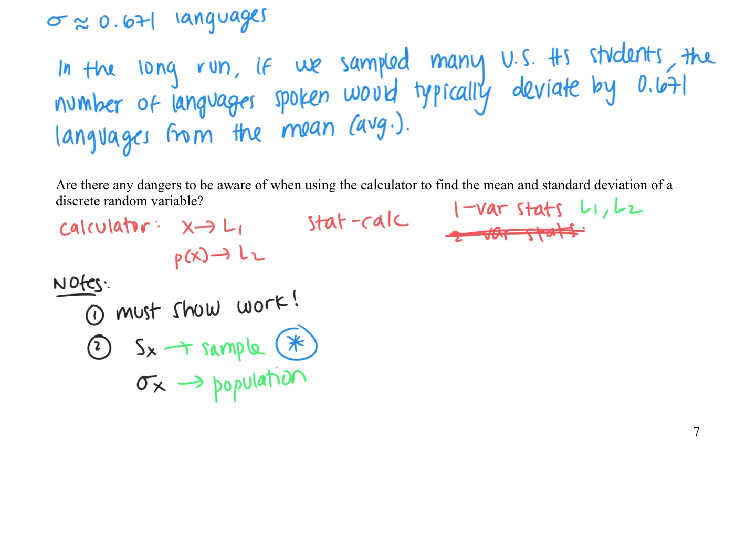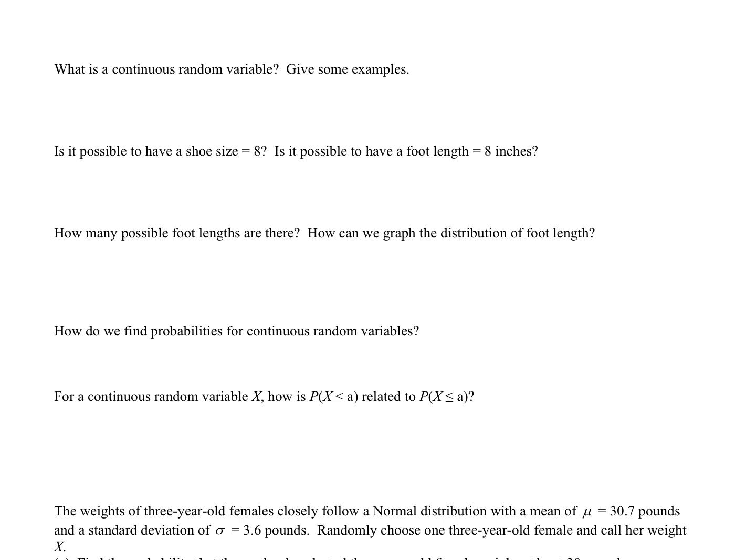We've talked a whole lot about discrete random variables. We need to touch on continuous very quickly. We're not going to do a lot of continuous variables because much of the calculations behind continuous variables involves calculus. This is not a calculus-based class. So, first thing we should probably talk about is what a continuous random variable is and give some examples.